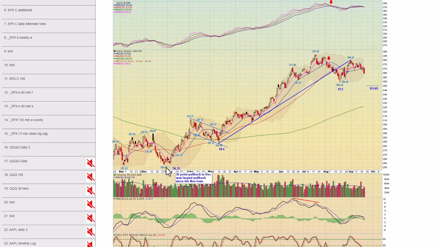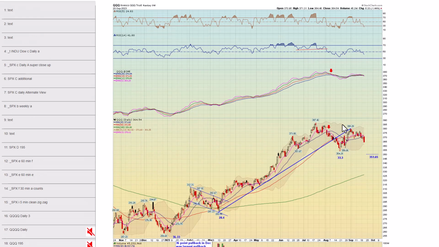So the largest pullback in the uptrend since the October low was 36.3 points. Okay, so if you take that from the highs, this is one potential target. But then you're not very far away from the 200-day moving average.